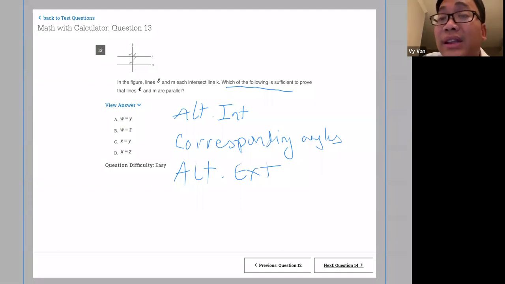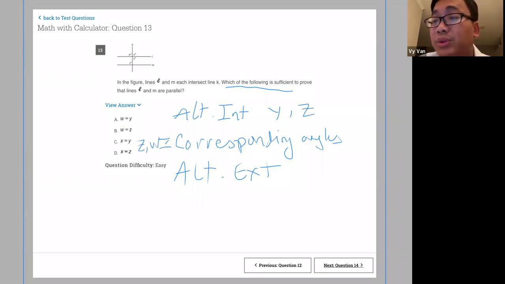So Y and Z are alternate interior. So this is Y and Z. So we need to prove those. Corresponding, we got Z and W. Let's see which one has that. And we don't have alternate exterior here. So Y and Z, W and Z, and that's right there, W and Z, okay?